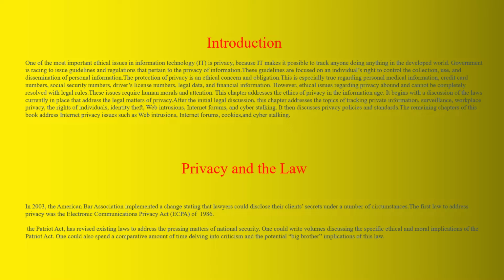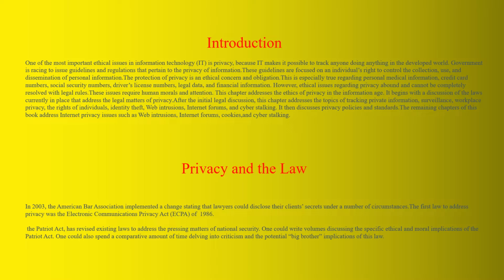Introduction. One of the most important ethical issues in information technology, or IT, is privacy because IT makes it possible to track anyone doing anything in the developed world. Governments are racing to issue guidelines and regulations that pertain to the privacy of information. These guidelines are focused on an individual's right to control the collection, use, and dissemination of personal information.